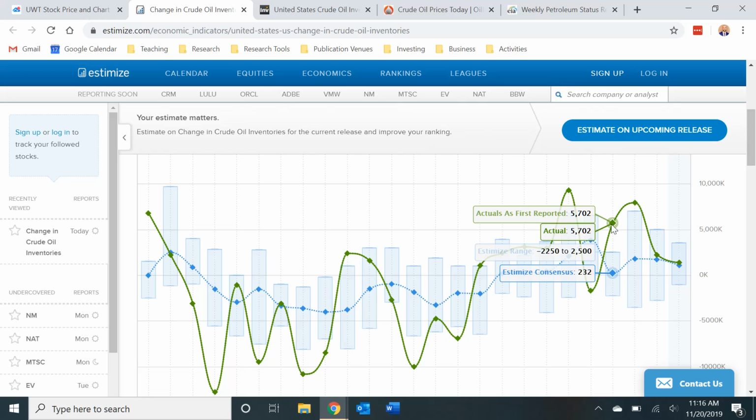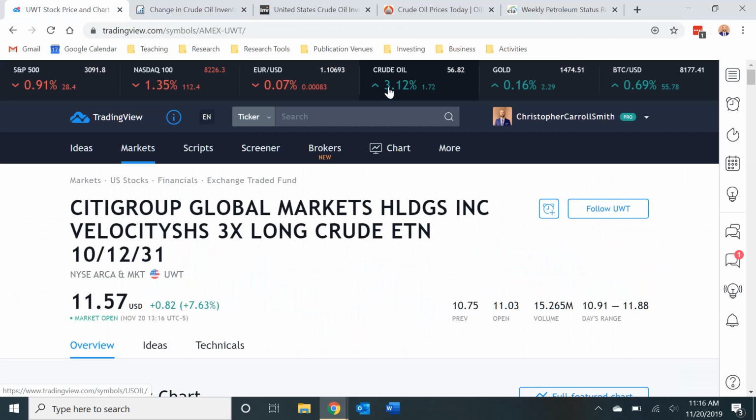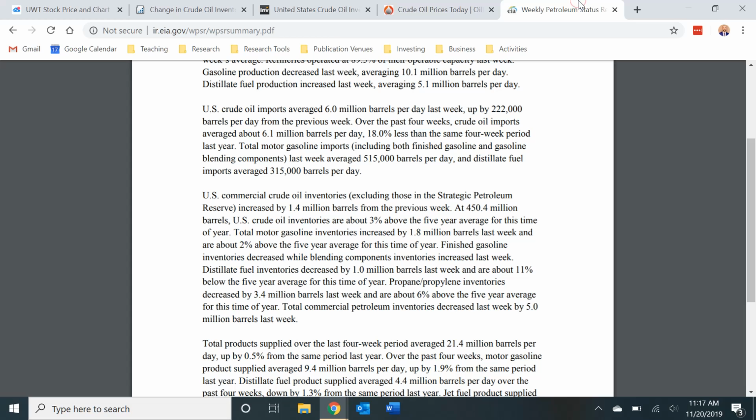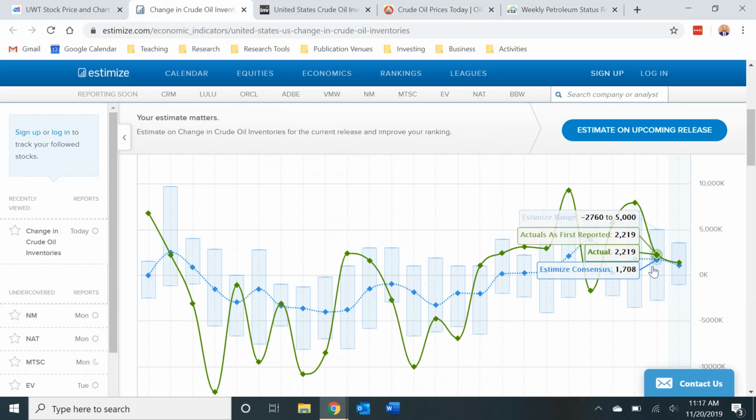Typically, if you get a big surprise like this, you can get a 2 to 3% scalp in UWT or DWT over the course of that first day. Sometimes when you get a really big surprise, you can get even more. You can sometimes have really profitable days. Playing these crude inventory reports, you can see they don't come up that often, but they do come up.